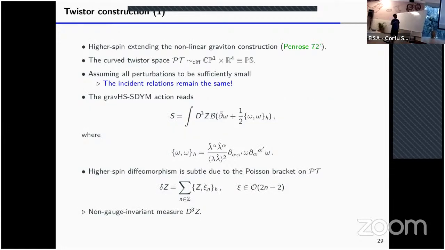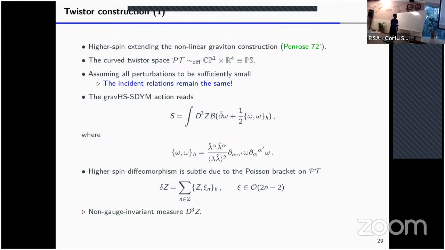So what we try to do in our paper is to higher spin extend the nonlinear graviton construction by Penrose. And now the curved twistor space, or deformed twistor space, is diffeomorphic to what we call the projective spinor bundle, denoted PS. Okay, so we assume all perturbations to be small so that the incidence relations remain the same. Otherwise, we have to deal with chiral theories. And then our proposed action for gravitational higher spin self-dual Yang-Mills is the following.